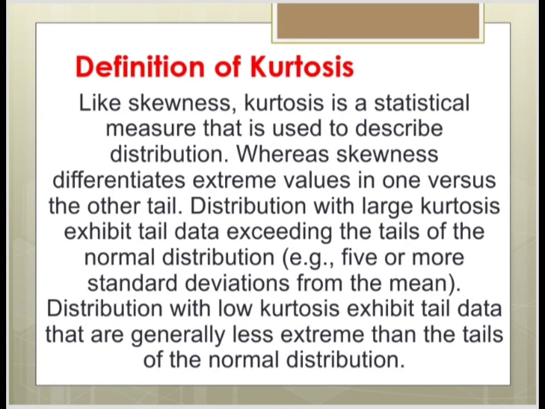Distributions with large kurtosis exhibit tail data exceeding the tails of the normal distribution. An example is 5 or more standard deviations from the mean. Distributions with low kurtosis exhibit tail data that are generally less extreme than the tails of the normal distribution.